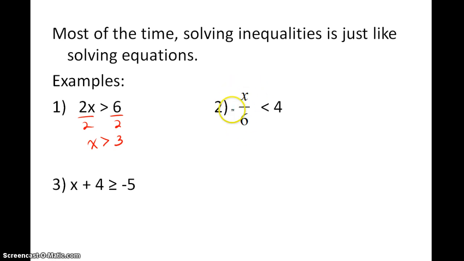In example number 2, you're taking x and dividing it by 6. So to undo dividing, you multiply. I'll just put it underneath. So I'm going to multiply by 6 on both sides of that inequality. That gives you x is less than 24. Again, the symbol does not change at all. It started as a less than sign and it ends up a less than sign.